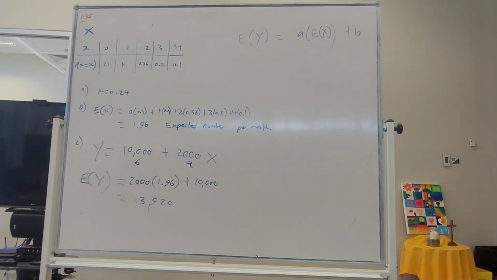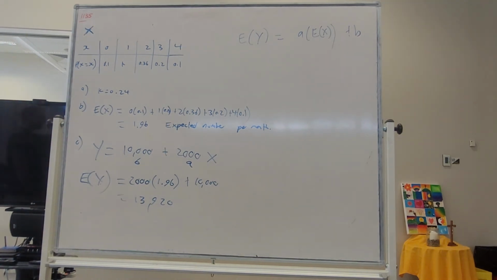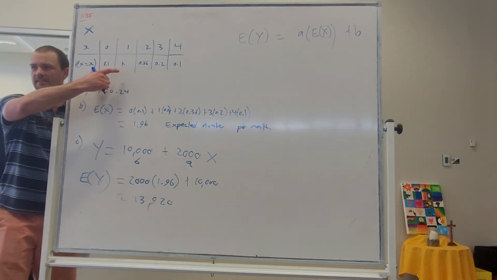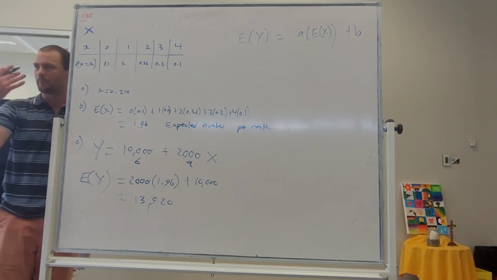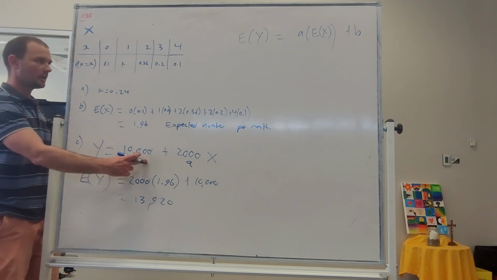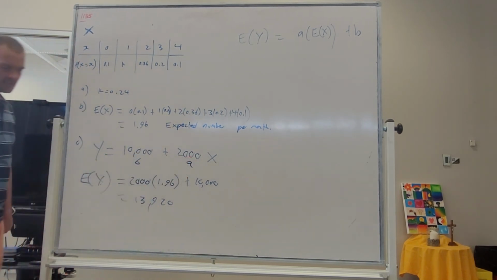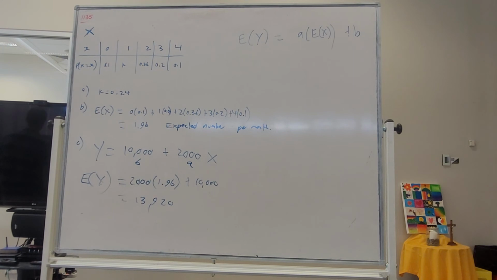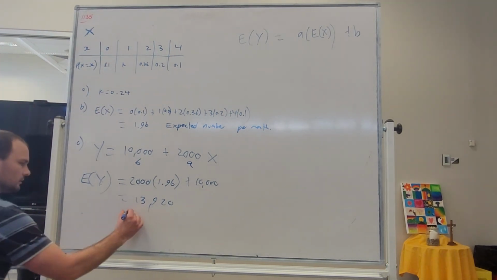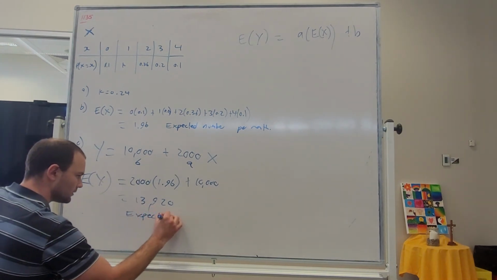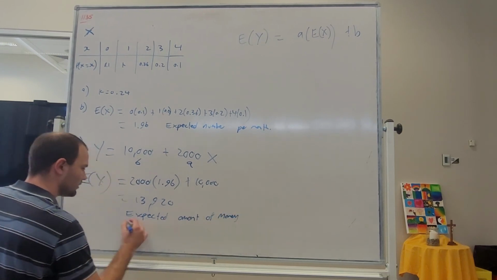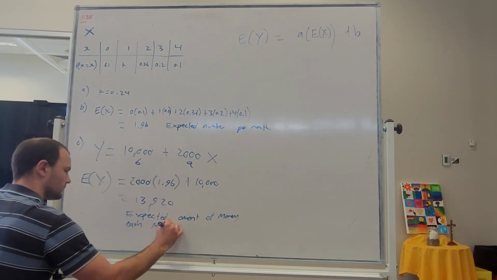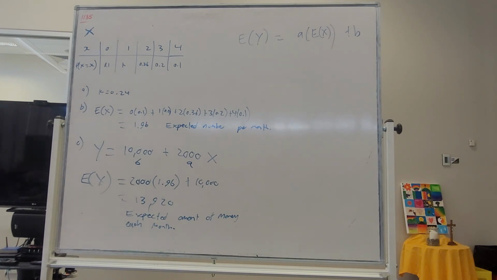Interpret. X is the expected number of cases. Here we've got the variable Y is the amount of money he's going to earn: $10,000 plus 2,000 for each case. And so E of Y is the expected amount of money each month. Done. So there's an application of it for you guys.